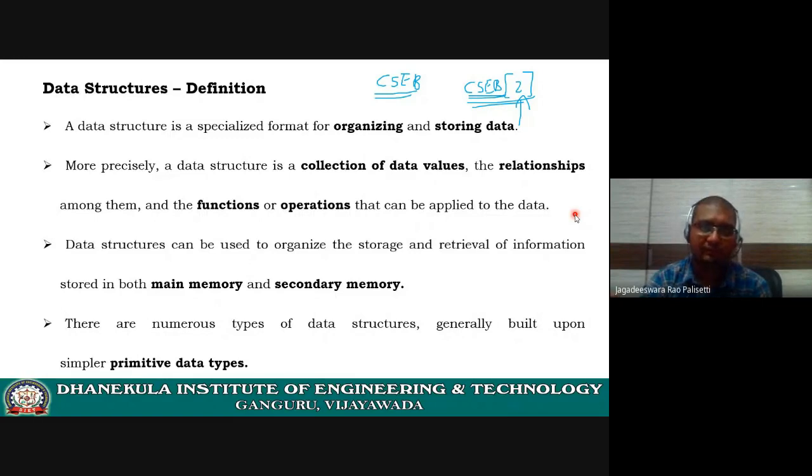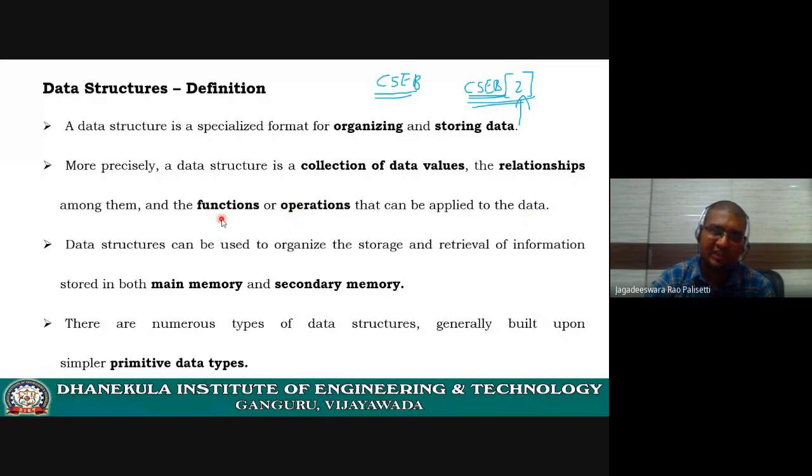Am I clear? For example, let us take an array. Index 0 to n-1. You store, say, your roll numbers. Roll number 565, 566 and so on. What is the relation? The relation is nothing but continuous roll numbers. Am I clear? That relation may not exist for every data structure or for every data value. And next one. Functions are the operations that can be applied onto the data. Am I clear? What are the operations?